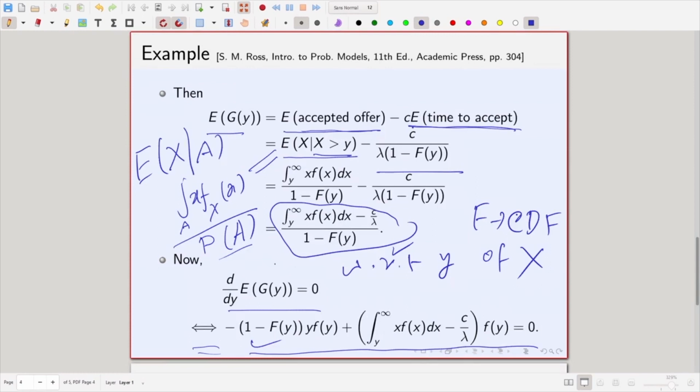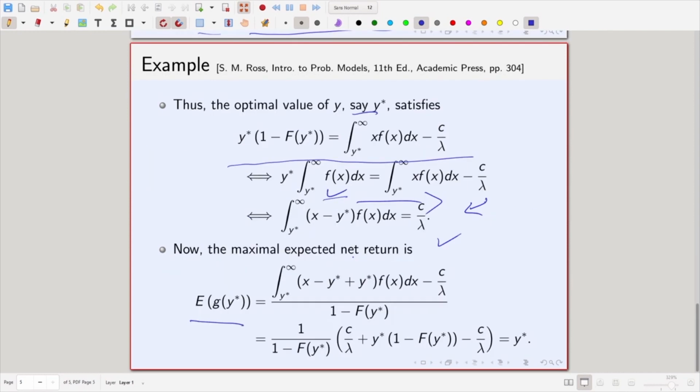Remember, what was the expression for expectation g(y)? Integration from y to infinity of x f(x) dx minus c over lambda, divided by 1 minus F(y). So, what you will do? You will just plug in y equal to y star. So, we do that. Now, you see here I have done a small thing: I have just subtracted and added y star. So, basically I have not done anything.